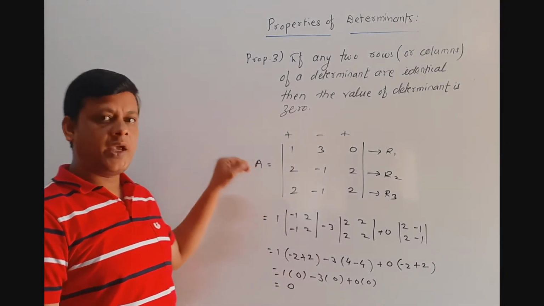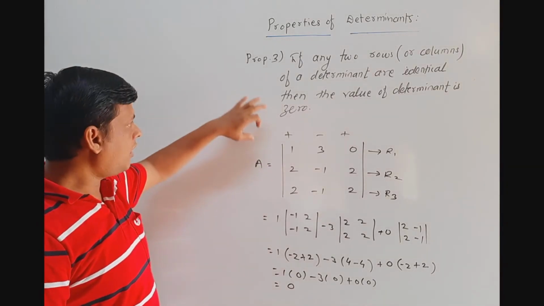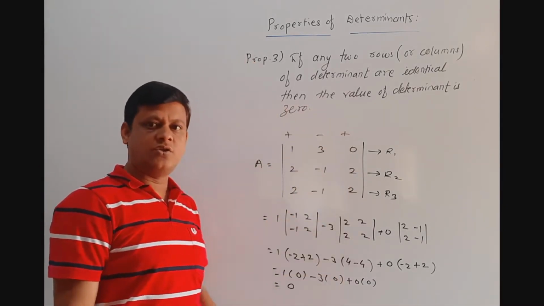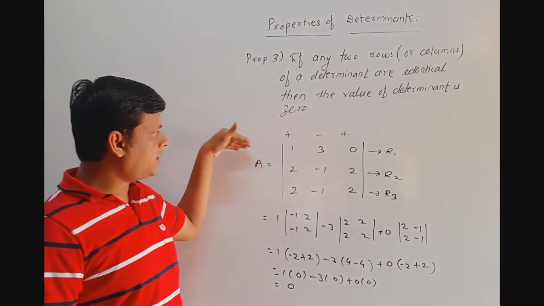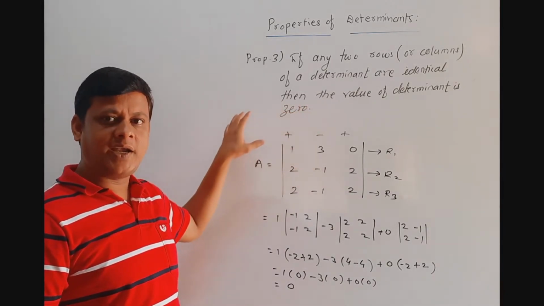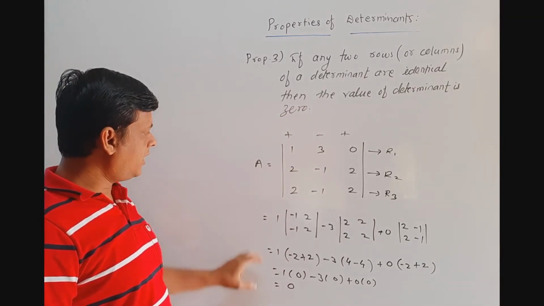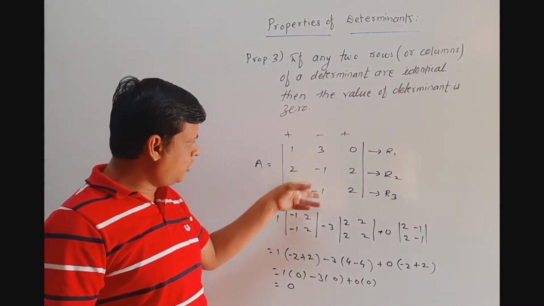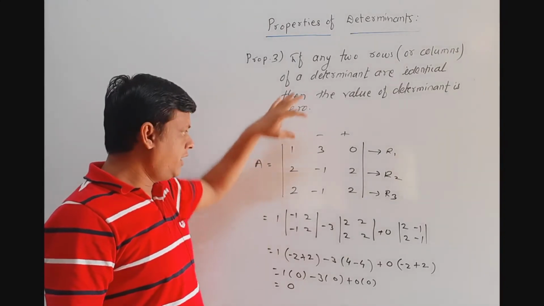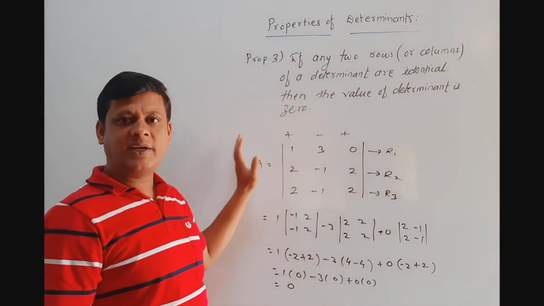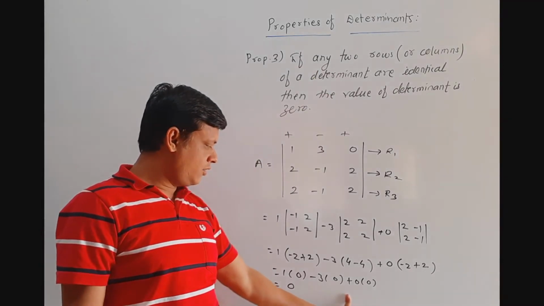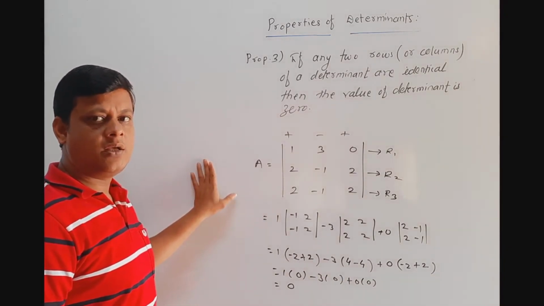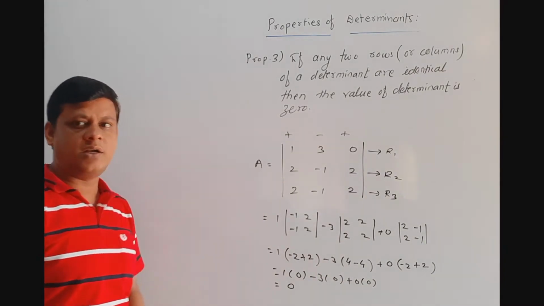That means if any two rows or any two columns of the given determinant are identical, then the value of that determinant is 0. That means you have to check whether the given rows or columns are identical in the given determinant, and from that there is no need to calculate the value of the determinant. If you observe that any two rows or any two columns' elements are identical, then you can say the value of that determinant is 0 without calculating or expanding the determinant.